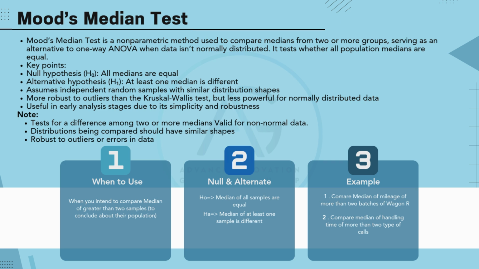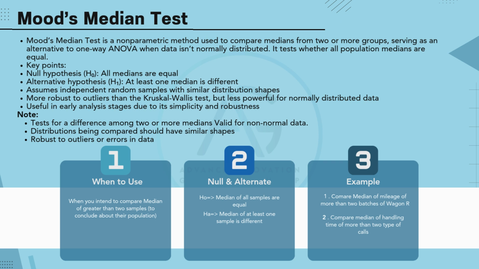Block 1. When to use. Use Mood's median test when comparing medians from more than two groups. Ideal for non-normal data or data sets with outliers. Block 2. Null and alternate hypotheses. H0: all medians are equal. H1.